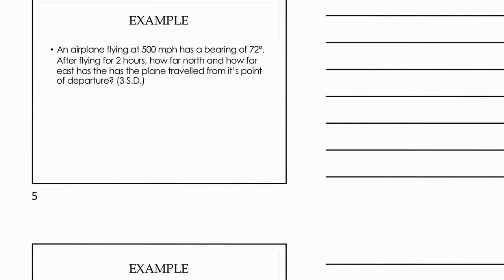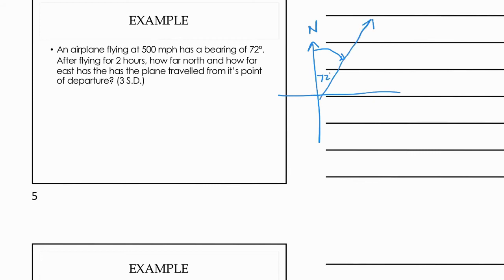So now let's take a look at this example. An airplane flying at 500, you can read, but it has a bearing of 72 degrees. So that I can draw, okay? I'm going to draw it right here. 72 degrees from north, 72 degrees.